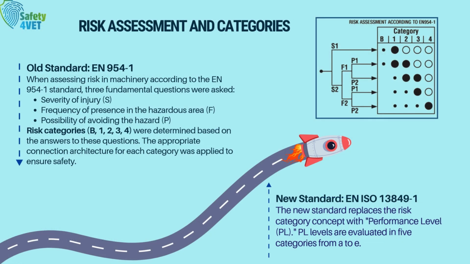Under the EN 954-1 standard, there were three key questions during risk assessment in machine safety: the severity of the injury, the frequency of presence in the hazardous area, and the possibility of avoiding the hazard. Based on the answers to these questions, machines were categorized into specific risk categories, and safety was ensured accordingly. However, the EN ISO 13849-1 standard replaced these categories with performance levels. This new approach aims to measure the performance of safety systems in machines more effectively.